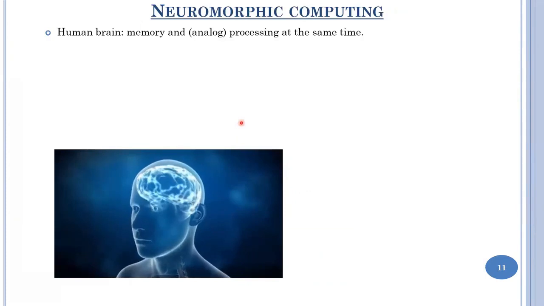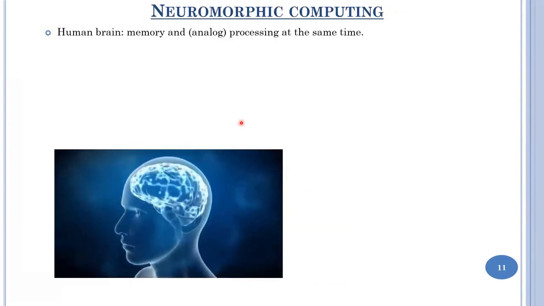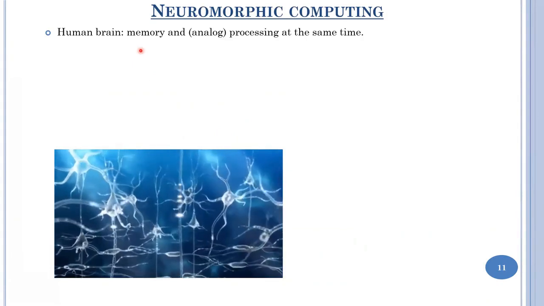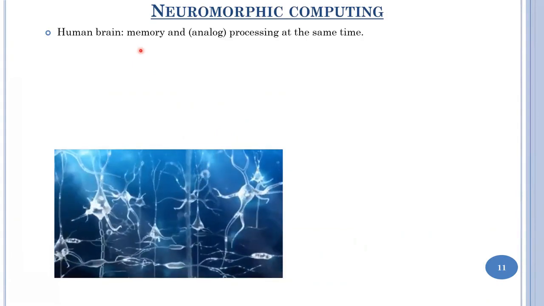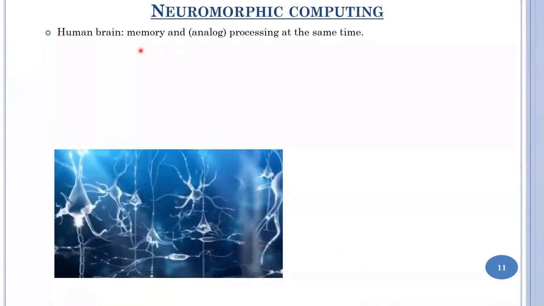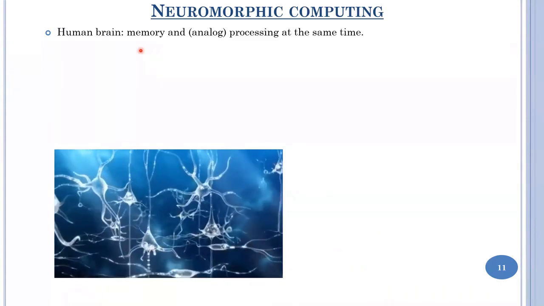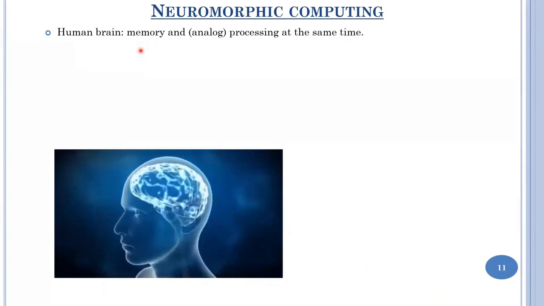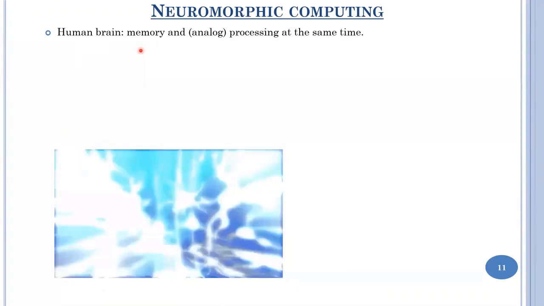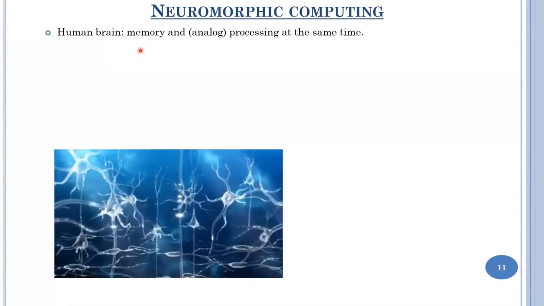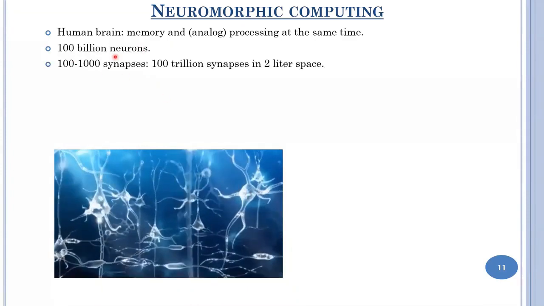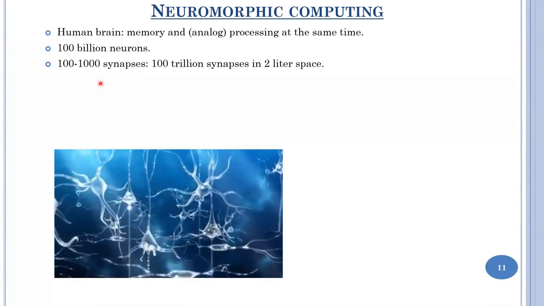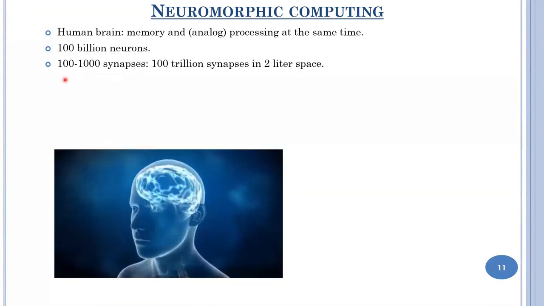So now with all this information, let me talk about neuromorphic computing. In our human brain, memory and processing are not two separate blocks, but coincident. Memory and processing are happening at the same place at the same time. As you are going through this talk, you are able to process it, and you're also able to retain some parts of it in your memory. Also, there are about 100 billion neurons, and each neuron is connected to, let's say, 100 to 2000 other neurons in the neighborhood with the help of synapses.